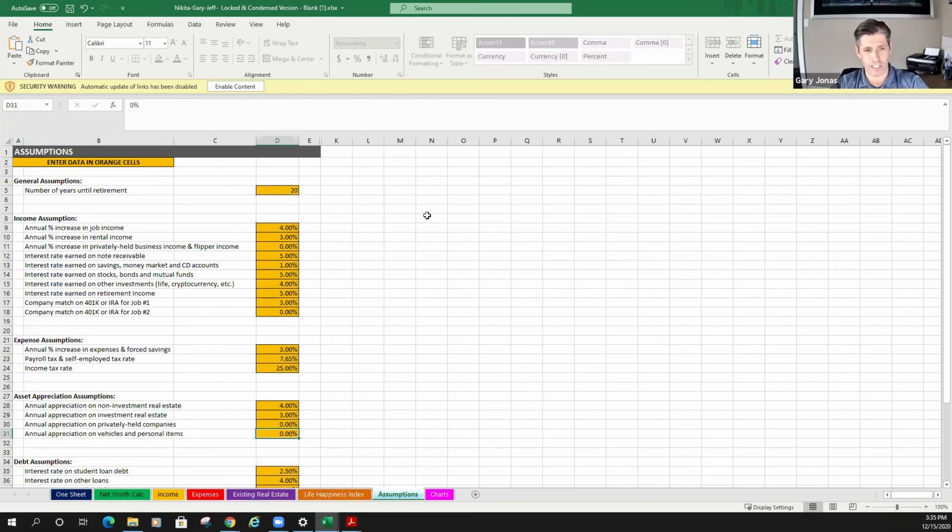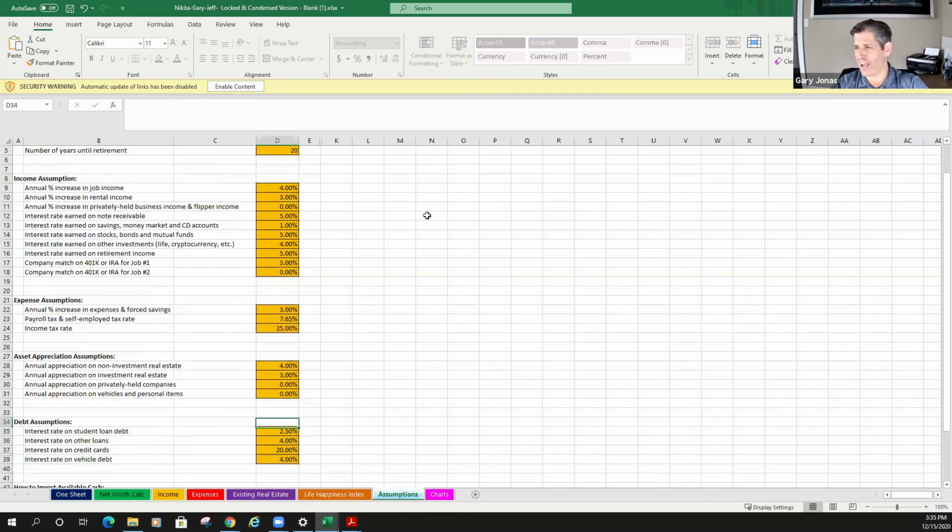Annual appreciation on vehicles and personal items. So generally, unless you have a car that's a classic car, they're generally going down in value. So Jeff had 0 in here. Are you okay with leaving that at 0? I don't think a Nissan Rogue is going to appreciate, yeah, we're good. Okay. This is Avatar Nikita. Avatar Nikita could have a Rolls Royce. She could have whatever she wants. I don't have that, so we're good.